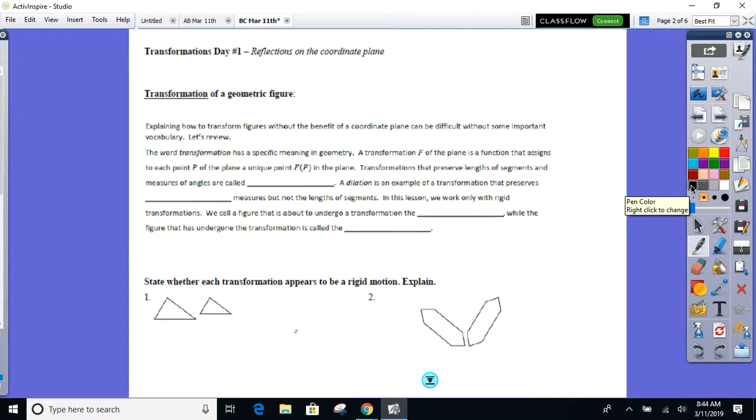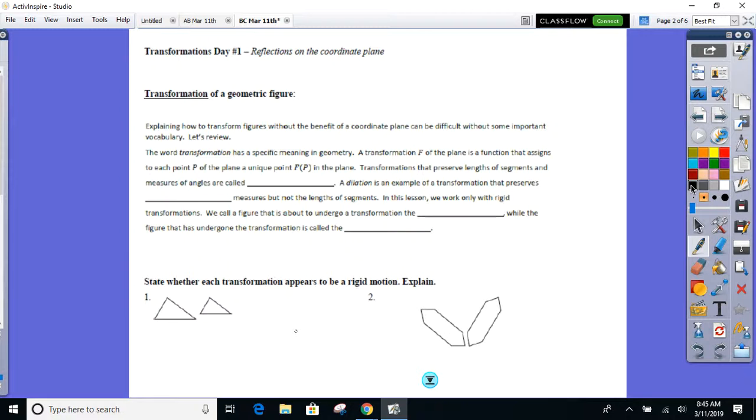All right, brand new unit. Taking a totally different turn from where we were last unit. Transformations. We've actually talked about all four of them: reflections, rotations, translations, and dilations through the course of this year, but now we're going to get real specific. Just some general vocab about transformations of a geometric figure here.